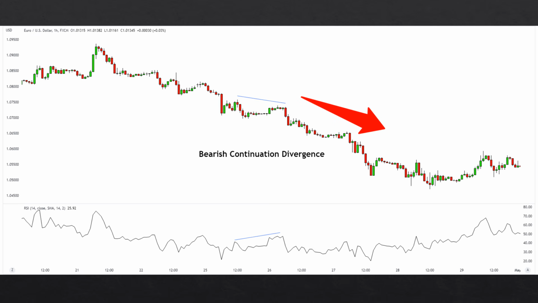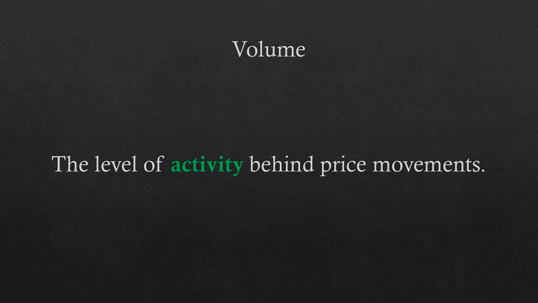The reversal and the continuation divergence signals are among the most reliable ideas in technical analysis. They are surprisingly simple and effective. Another way of measuring the implicit force behind price is through market volume. Volume is similar to momentum in a way. It measures the level of market activity.